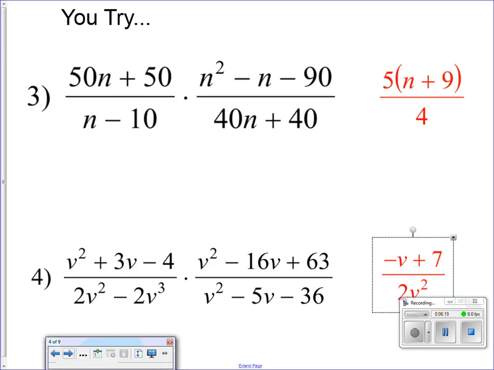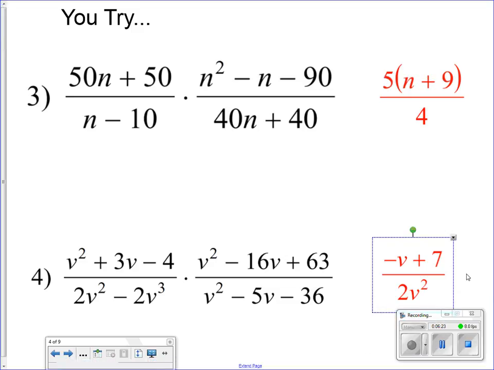Here's 2. Take a moment to try these. Remember, start with factoring, see if you can simplify, and here are the answers so that you can check your work and bring your questions to class.